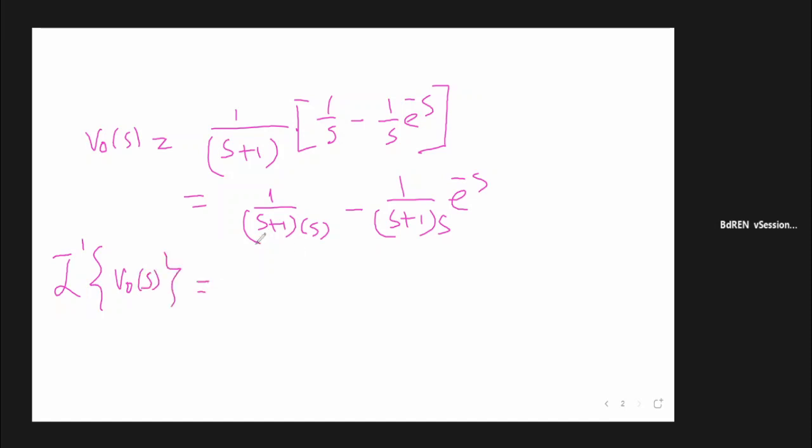You see that this factor can be factorized in this way: 1 divided by S minus 1 divided by S plus 1. Can you do that? Yes, sir. Then what is the Laplace inverse of this term? It is equal to ut minus e to the power minus t ut, isn't it? Yes, sir.